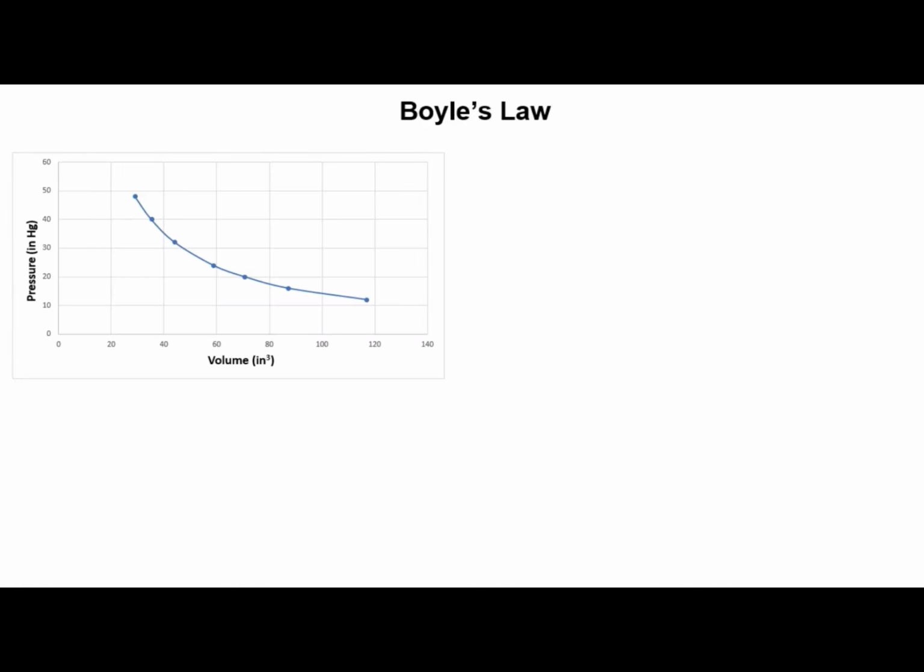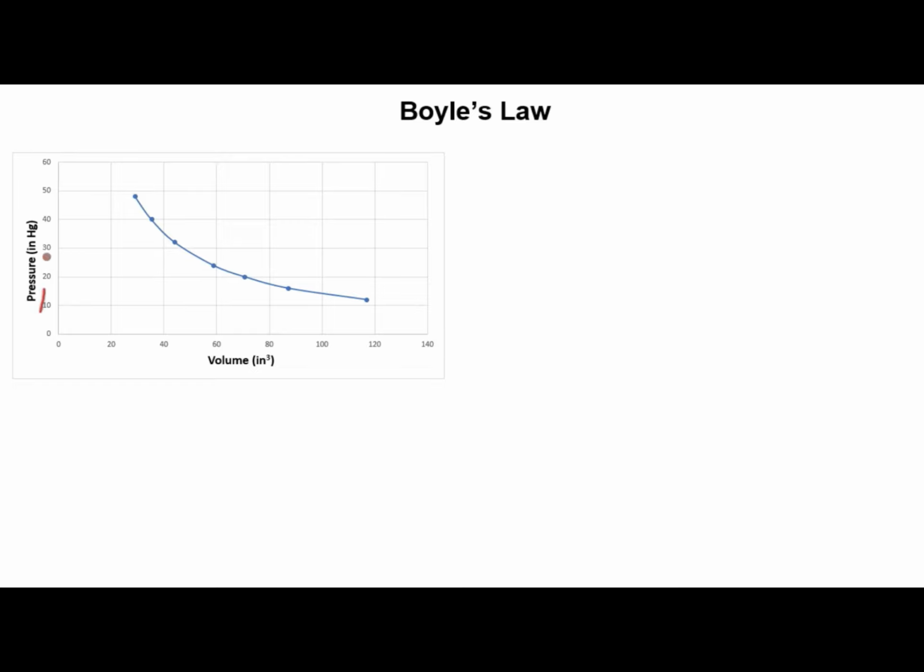Now, Boyle's Law looks at the relationship between pressure and volume. The important thing to remember here is the amount of gas is held constant as well as the temperature. So this plot here on the left shows Boyle's original data. As pressure decreases, volume increases. Ideally, we want a linear plot.